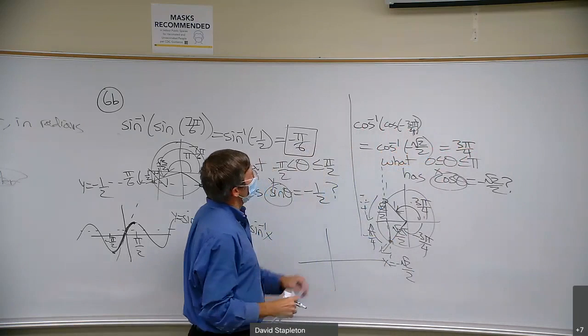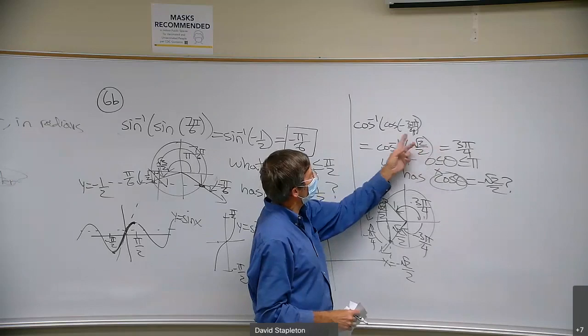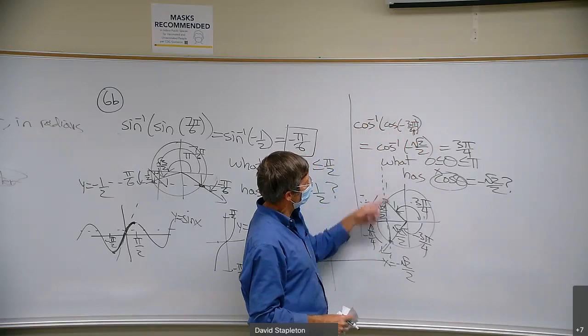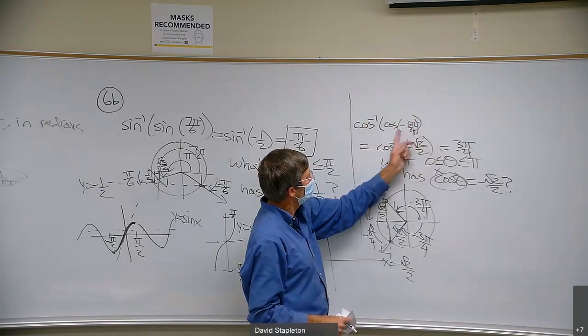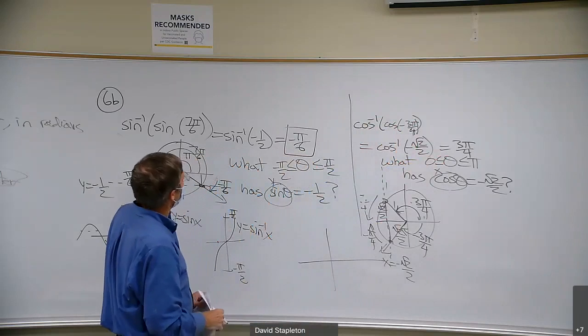Ideally, for an inverse function, if you take f inverse of f of x, you should get x back, and you do if the angle is between 0 and pi. But this angle is not between 0 and pi, and so we have to use the unit circle, and we find out you actually get back plus 3 pi over 4 instead of minus 3 pi over 4.